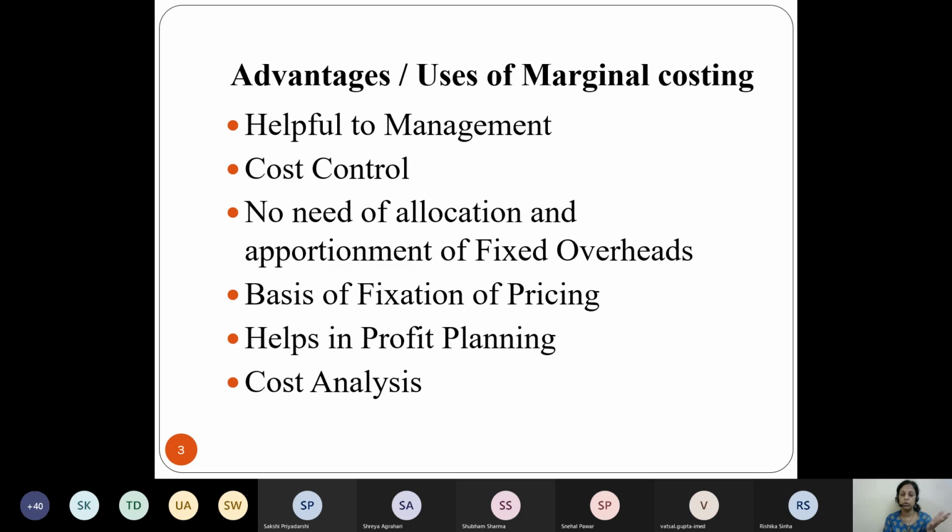And we are going to solve questions on cost volume profit analysis. Cost analysis is also possible in marginal costing because cost analysis plays an important role. You have to segregate all the costs, check the behavior of all the costs, and analyze them, which helps in decision making. Is it clear?